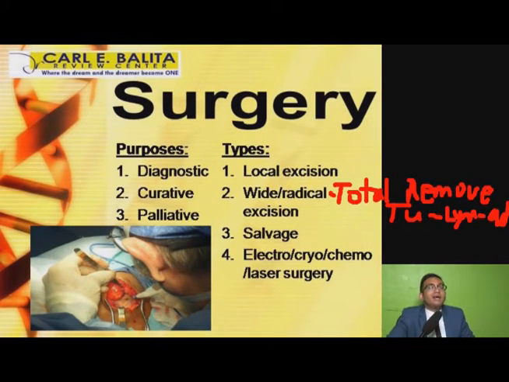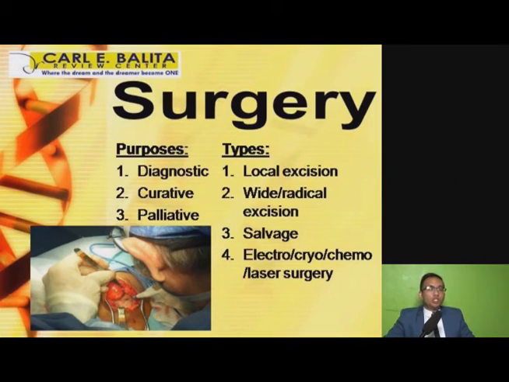Example, radical mastectomy. Diba? Pag radical mastectomy, tinatanggal natin yung, hindi lang yung tumor, yung breast tissue, the nipple and the areola. What else? The lymph nodes are also removed. Okay? Sometimes muscles are also removed. Yun yung tinatawag nating wide or radical. Nakuha ang pagkakaiba. Again, local excision, tinanggal lamang removal of the tumor. Wide or radical, we remove the tumor, the lymph node, and the adjacent structure. Alright, next one. Number 3, salvage therapy.